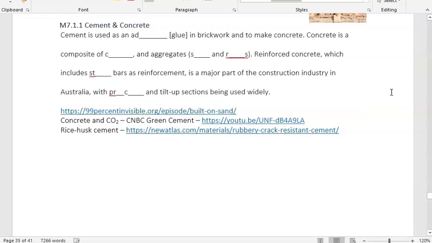Okay, so we're going to move on to cement and concrete. Cement is used as an adhesive or glue in brickwork and to make concrete. Concrete is a composite of cement and aggregates, sand and rocks.